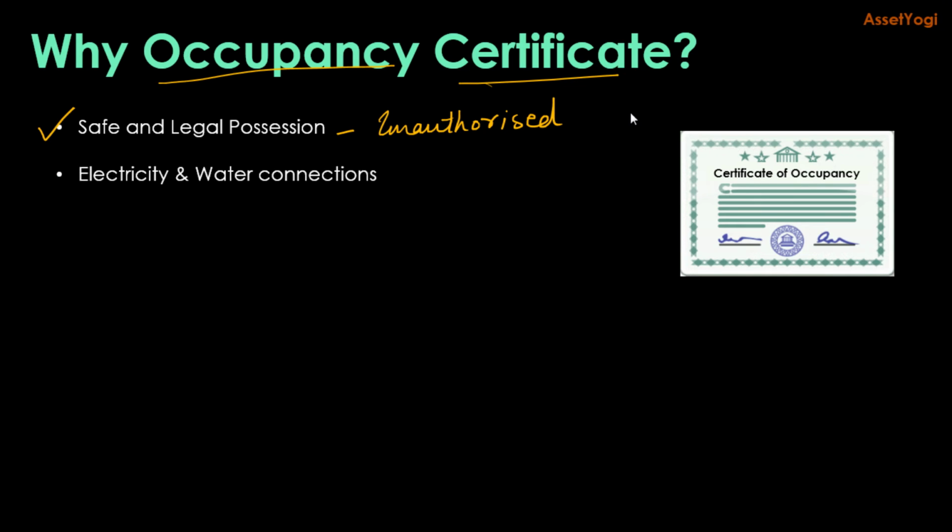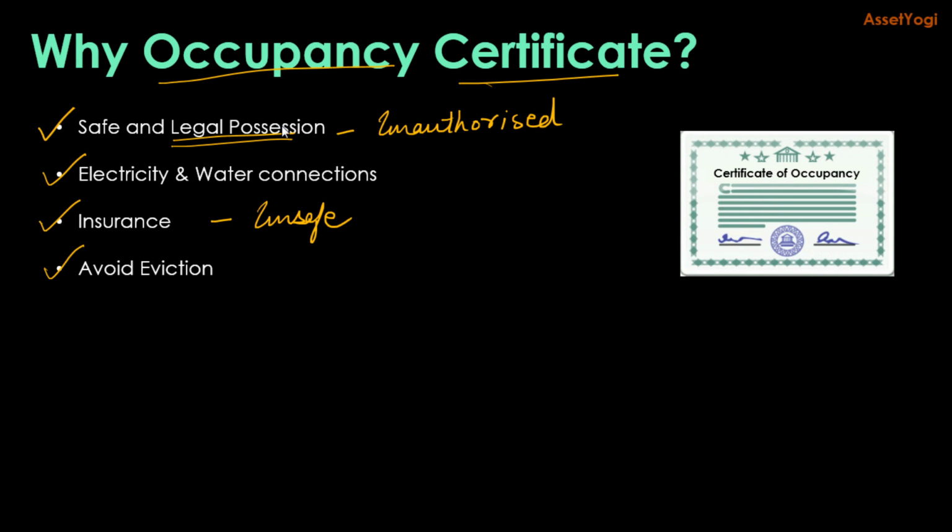possession of your property. Then the occupancy certificate is also sometimes required to get your electricity and water connections in some states. Then the occupancy certificate is absolutely a must to get insurance for your property and for your building, because if you don't have an occupancy certificate from the authority, the insurance companies will consider your building as unsafe to live in and you cannot apply for insurance. The occupancy certificate is also required to avoid eviction from your own property, because without the occupancy certificate it is not considered a legal possession, as we have discussed just now.